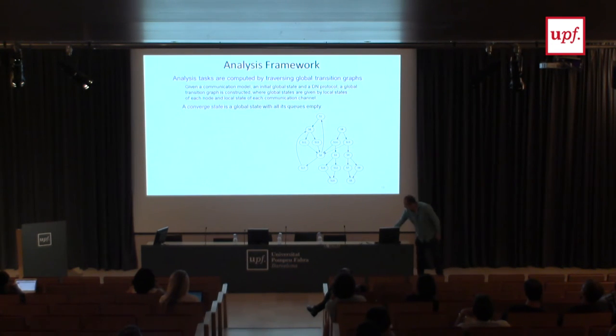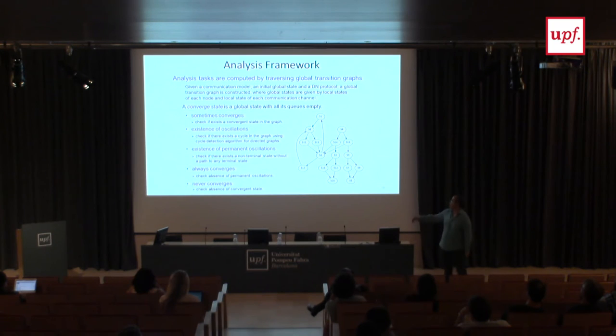So if we want to check, for example, if the system sometimes converges, because of non-determinism it might not be all the cases. So what we have to look at is if there exists a state in which these queues are empty. So we have to look in these states and traverse the system and see if we find these states. For oscillations, what we have to do is to look for loops in the graph. So all these algorithms are very, very fast, because now you are doing graph traversal algorithms. Okay?